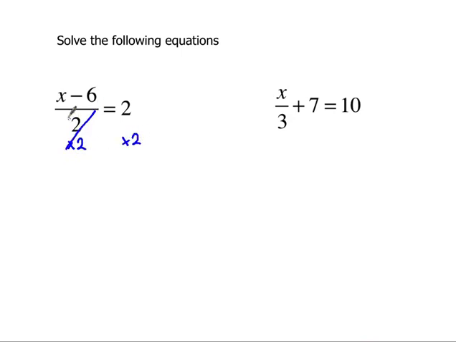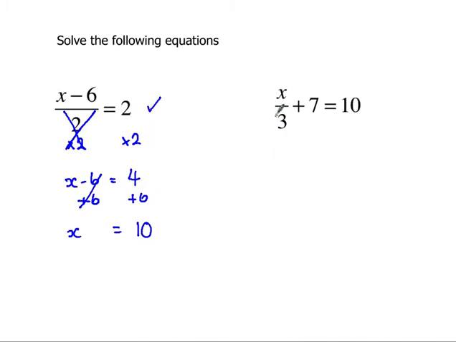And that will get rid of the divide, leaving me with what's on top, the x minus 6. And on this side I've got 2 times 2, which is 4. So you can either do this just by looking at it, or you can keep doing the opposite, which is to add 6 to both sides. That will remove the minus 6, leaving me with just x, and 4 plus 6 gives me 10. 10 take away 6 is 4, divided by 2 is 2.